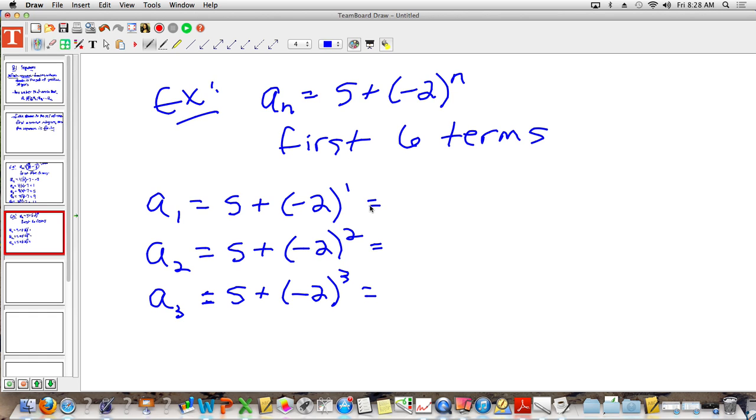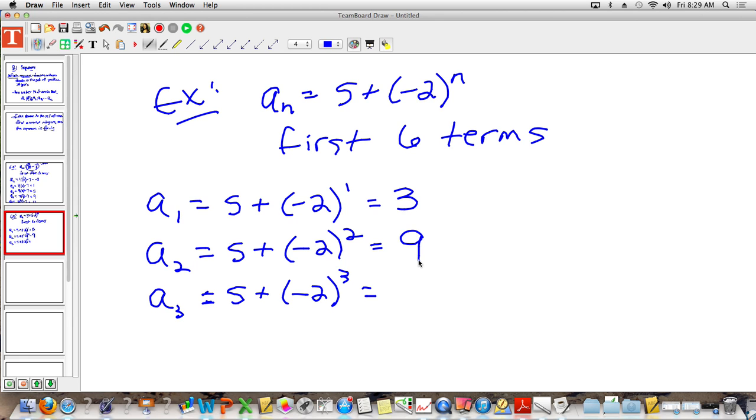Now I just want to talk about this negative 2 being put to random powers. If you put negative 2 to the first power, that just means negative 2. So you really have 5 plus negative 2 here. What is 5 plus negative 2? 3. It's 3. All right, now when you put a negative number to a power of 2, the negative 2 becomes positive. So what is negative 2 squared? It's going to be a positive 4. So now we have 5 plus 4, which is 9.